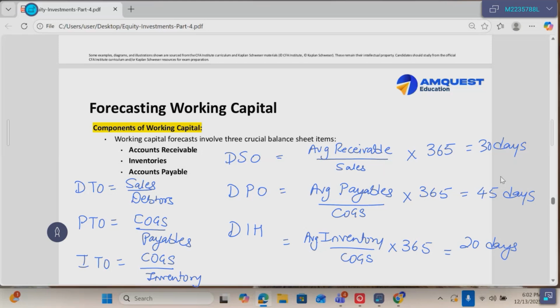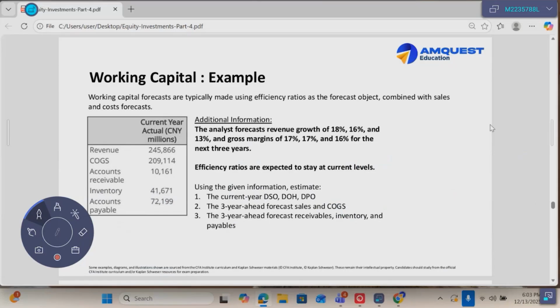I'll give you a couple of minutes. So we have to forecast the working capital requirement over here. We have been given the current year data, CNY is Chinese yuan. We have revenue, COGS, accounts receivable, inventory, and accounts payable. The analyst forecasts revenue growth of 18%, 16%, and 13%, and gross margins of 17, 17, and 16 for the next 3 years.